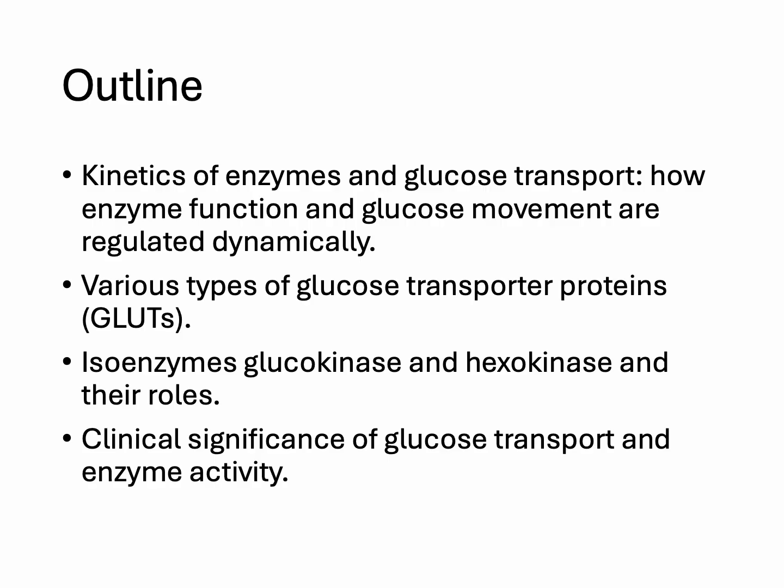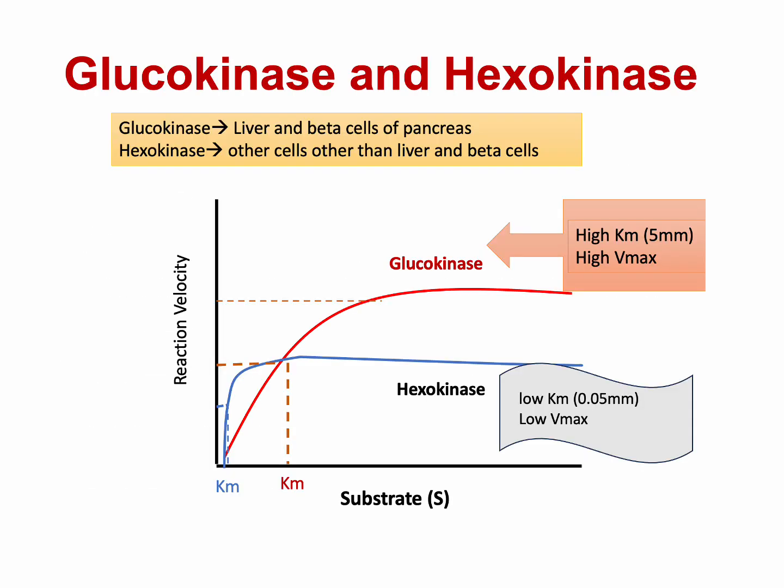Number 2, we'll discuss various types of glucose transporter proteins, the so-called GLUTs. Then we go and discuss isoenzymes like glucokinase and hexokinase and their important roles in glucose metabolism. And lastly, clinical significance of glucose transport and enzyme activity. So let's begin with enzyme kinetics.